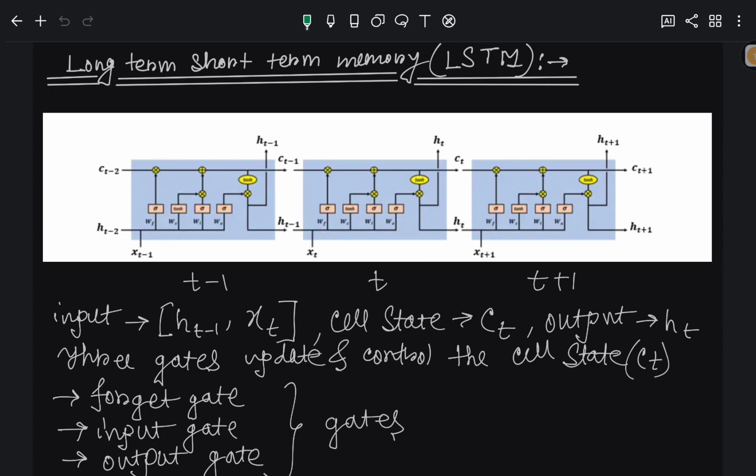So with that, let's try to understand how LSTM works, what the architecture of LSTM is, and how it can solve the vanishing gradient problem which we have seen in the case of RNN. Okay, so now let's get started.